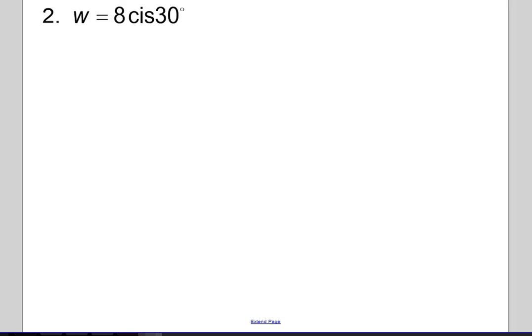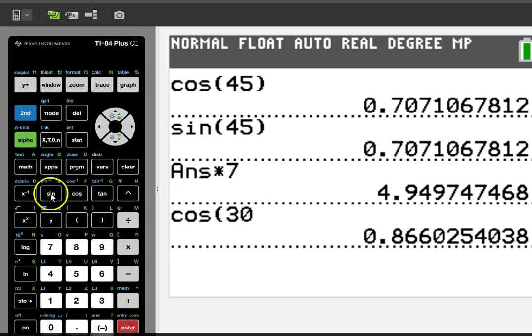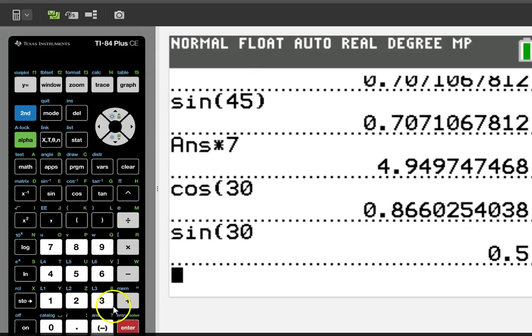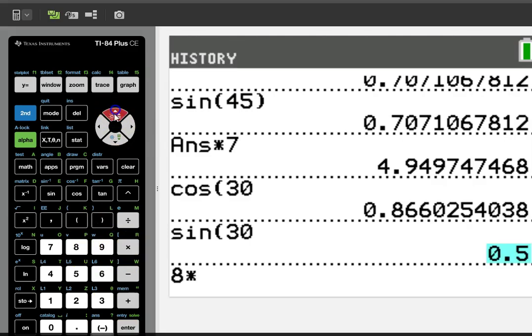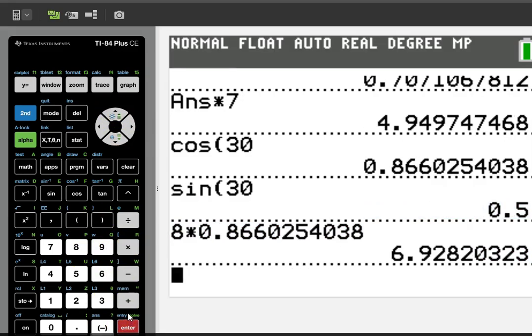Okay, let's do one other and then we'll check it. So this one's expressed as 8 cis 30. So let's first expand that. Go ahead and evaluate cosine of 30 and sine of 30. Okay, so the sine of 30 is exactly half. Cosine of 30 is irrational. Then I'm going to distribute the 8 to the irrational number. 6.93.